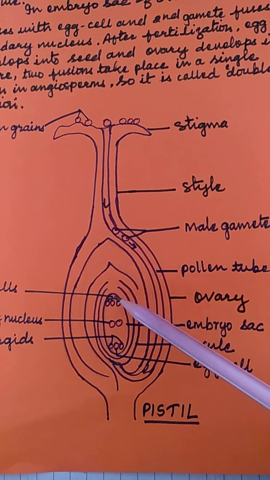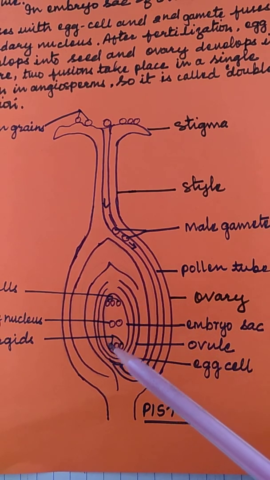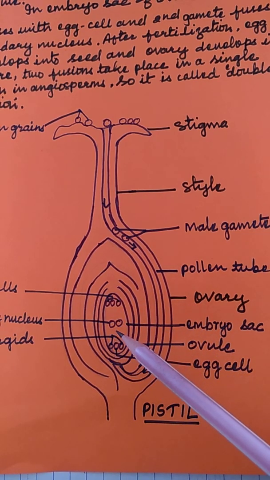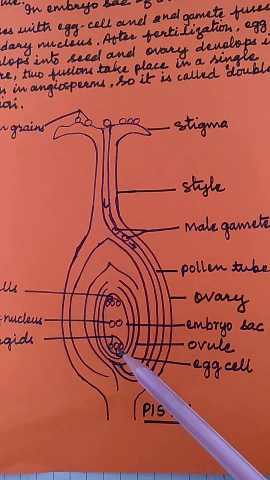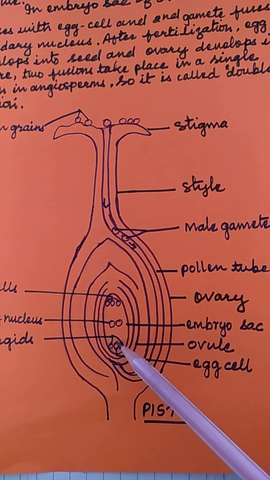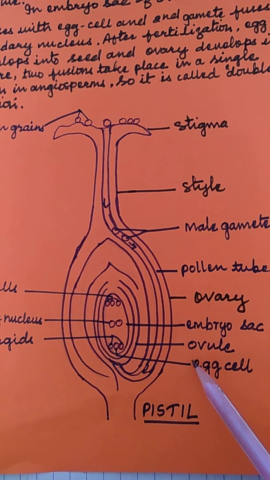3 cells here are antipodal cells. Okay, 2 cells in the middle are the secondary nucleus, and of the 3 cells at the bottom, 2 are synergids on 2 sides, and the cell in the middle is the egg cell. This middle cell is the actual female gamete over here, right? So these are the parts in the ovary.